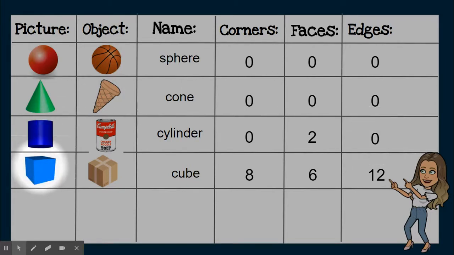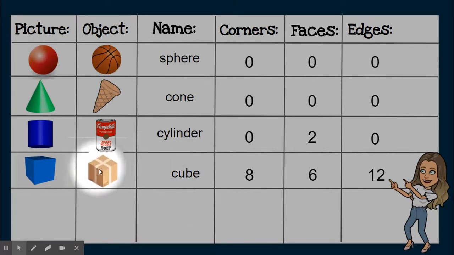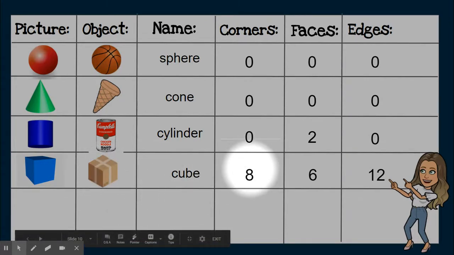And let's review this one. What is the name of this shape? Yeah, it's a cube. An example of a cube that you could find in real life would be a box that is the same size on each face. So maybe if your parents order something from Amazon or you find a different box, that's a good example of a cube. How many corners does a cube have?